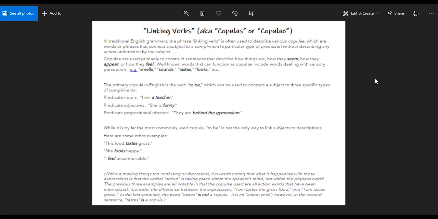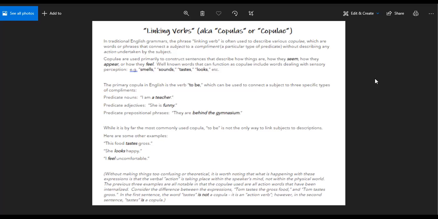The third and probably least intuitive, but I think still pretty easy to understand, complement that we can attach after a linking verb is a predicate prepositional phrase, where prepositions are used to locate things in space and time in relation to each other. They are behind the gymnasium. Don't know what they're doing there, but get back to school, kids! That was over my head. He is upstairs.